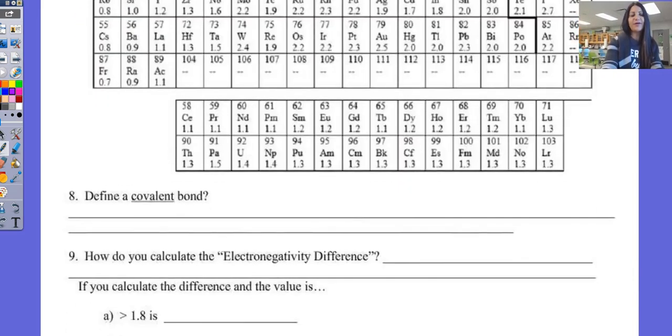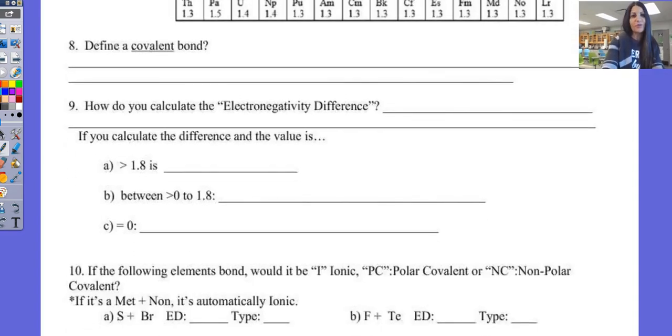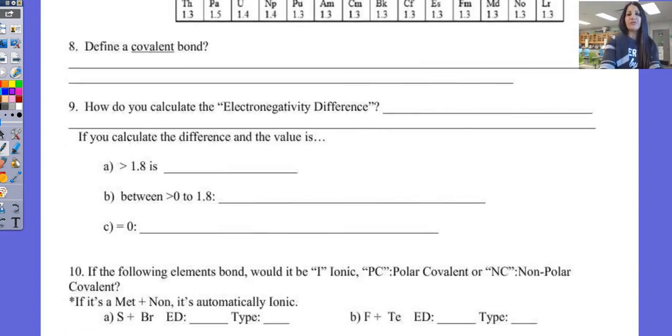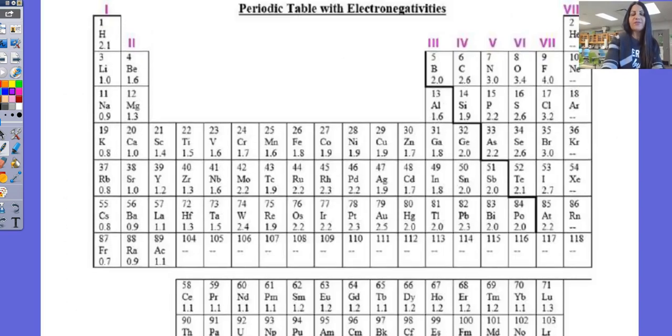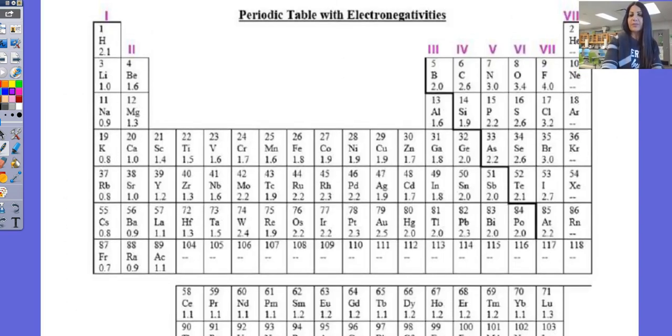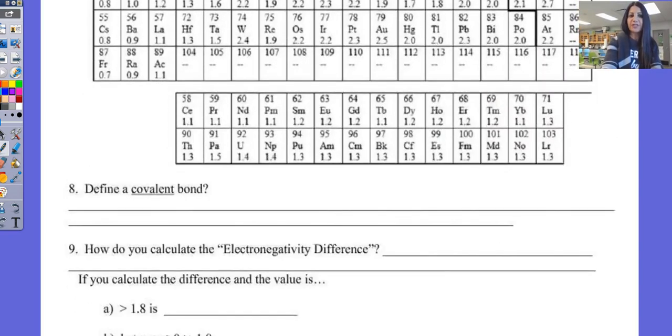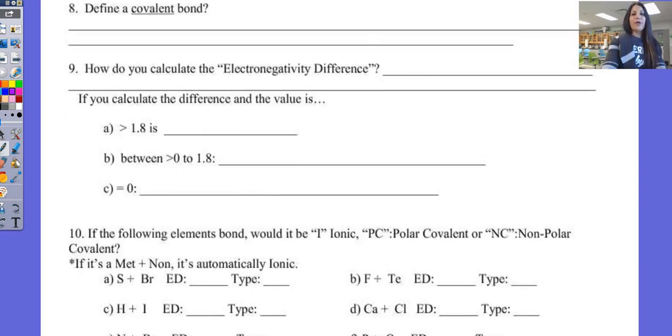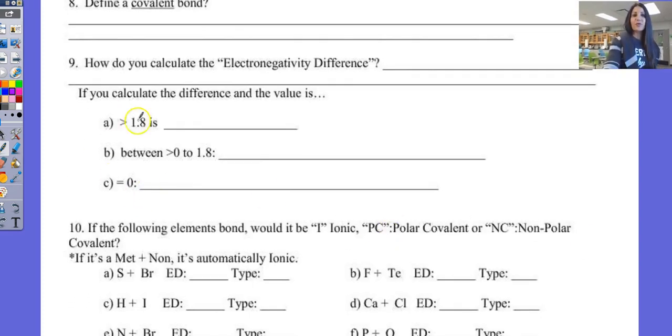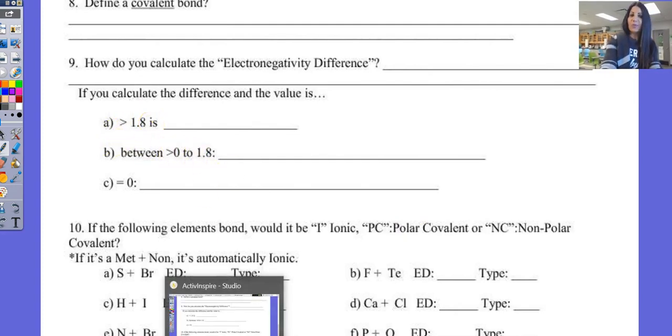All right, periodic table, I've got the Roman numerals up here for your valence electrons. And so let's scroll down here to find a covalent bond. Again, you can Google it. How do you calculate electronegativity difference? So remember, all you have to do is take the 2 and just subtract their numbers. We're going to try one in just a second here, okay? Remember, if you calculate and the difference is greater than 1.8, we said it was ionic. If it's between 0 and 1.8, well, if we look back, we called that polar covalent.